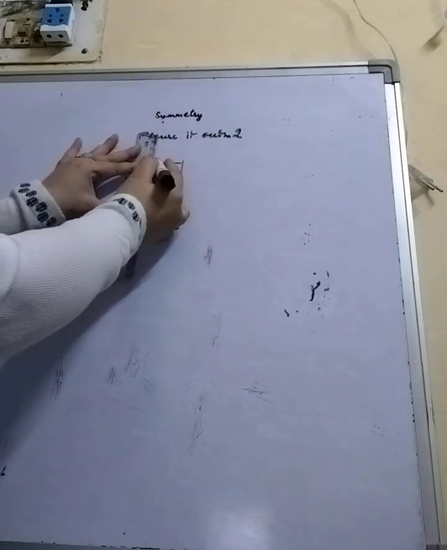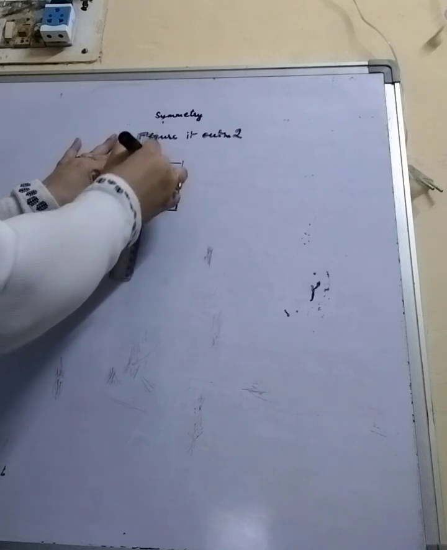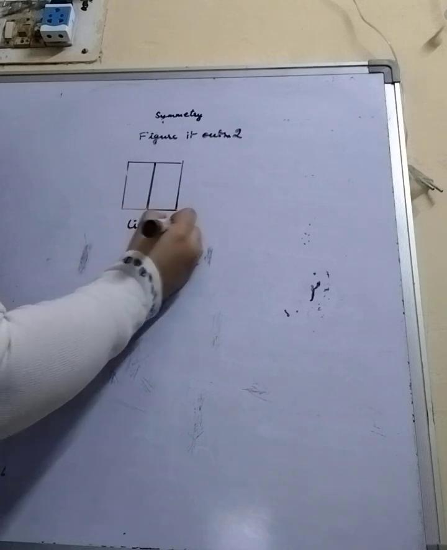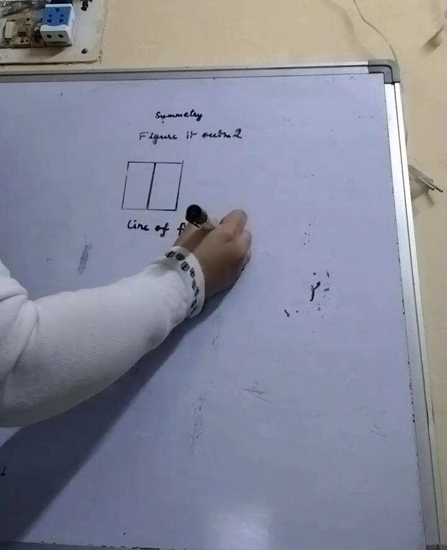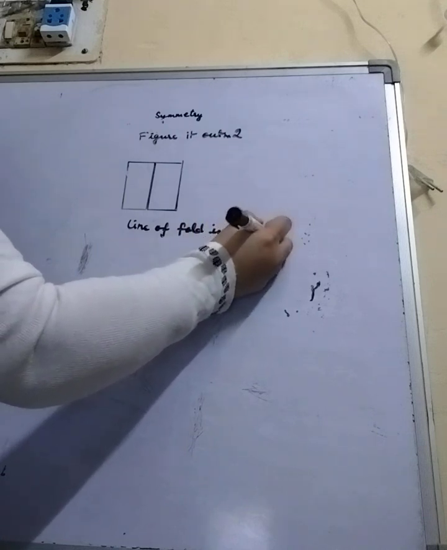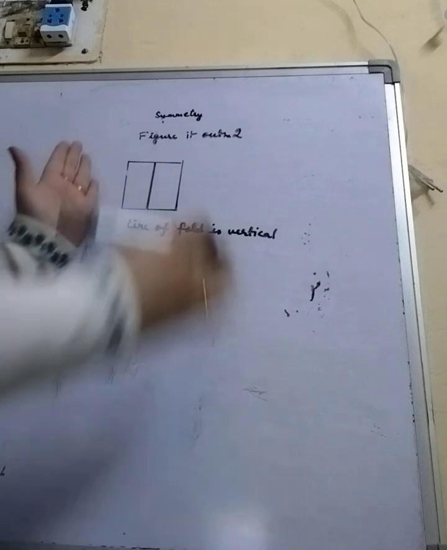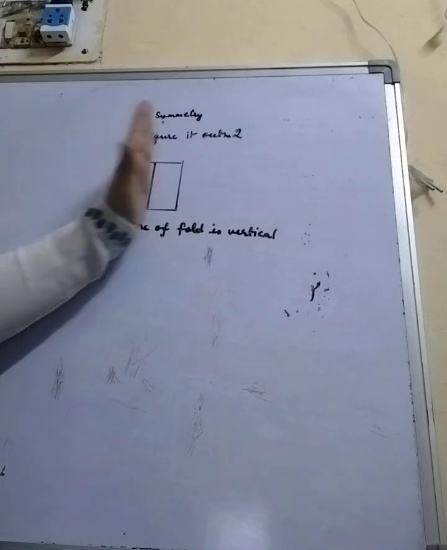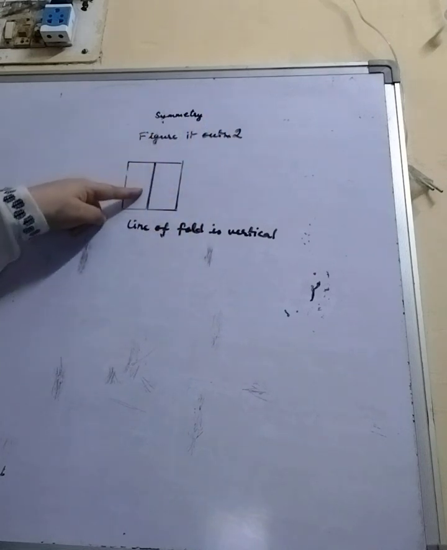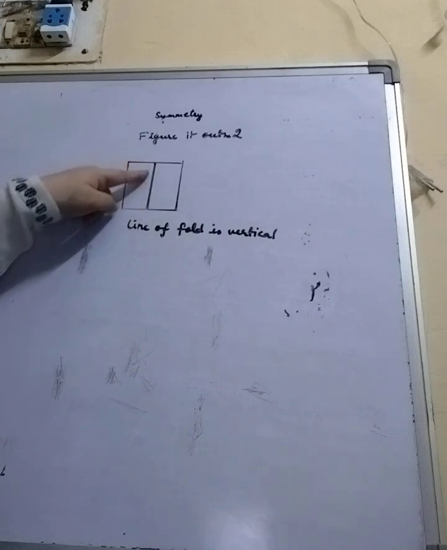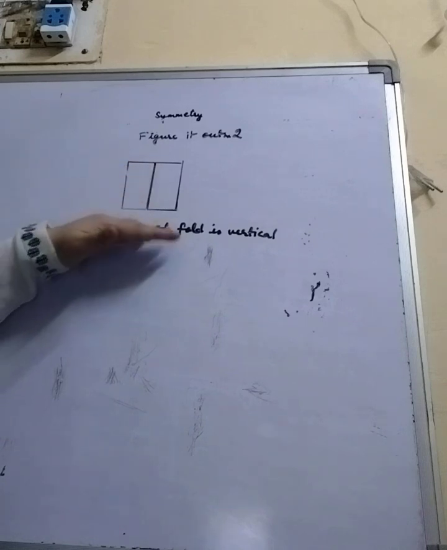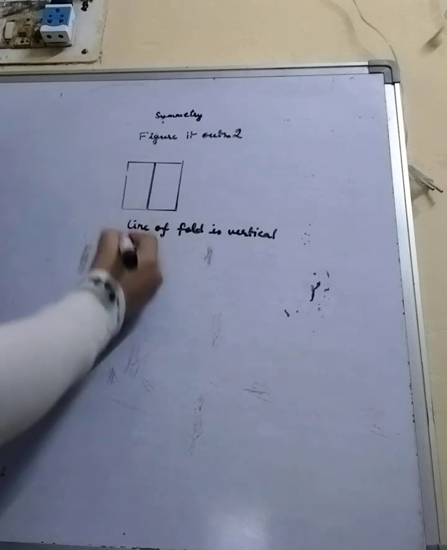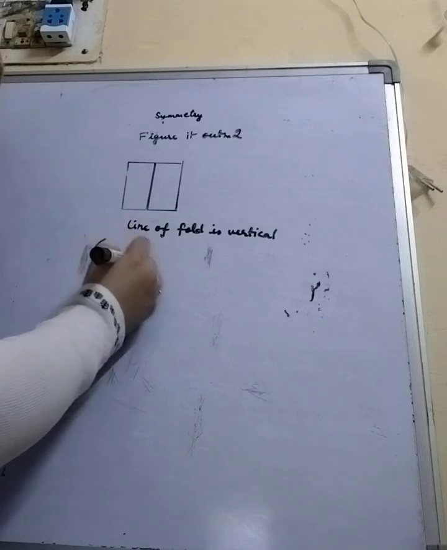So what is the line of fold? Line of fold is vertical. Keep in mind that you have overlapped the paper horizontally. Okay, you are moving the paper horizontally, but the line of fold is vertical. Okay, this you have to remember. So it has been asked what the line of fold is. So the line of fold is vertical.